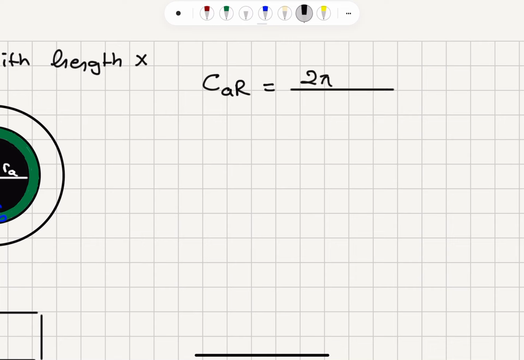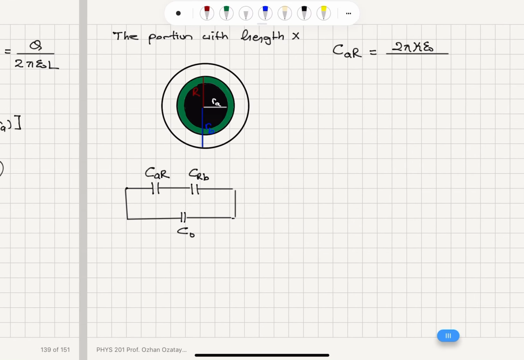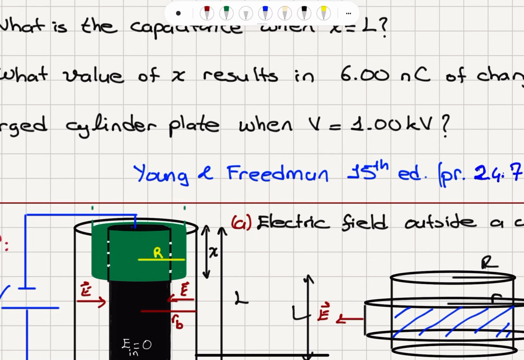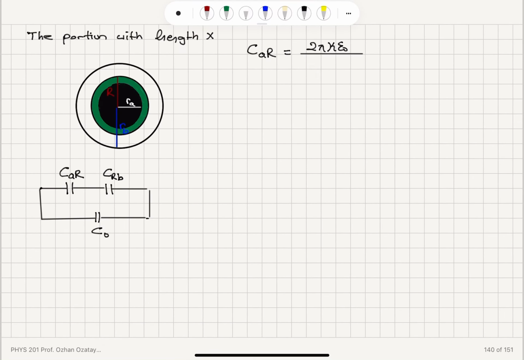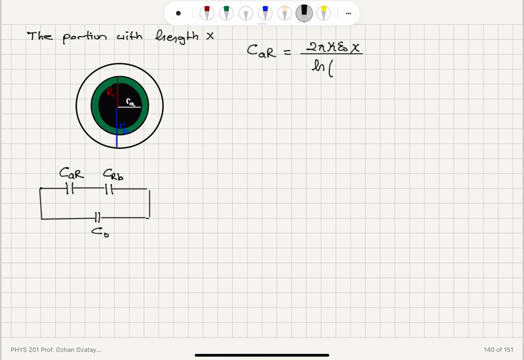It was 2 pi epsilon 0. Now it is 2 pi kappa epsilon 0 because I have a dielectric. The length of this cylinder is x. So 2 pi kappa epsilon 0 x divided by natural logarithm, it was RB over RA, so the outside radius capital R divided by inside radius R sub A. That's the capacitance. How about the capacitance between the dielectric and the outside hollow cylinder surface?